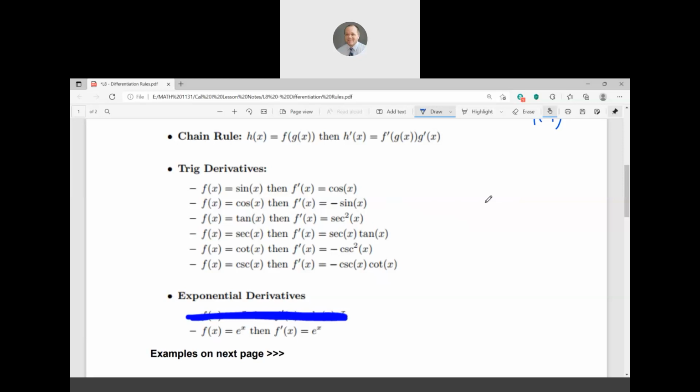And down here under exponential derivatives, the derivative of e to the x is the same. It's also e to the x. Let's use some of our derivative rules and incorporate some of this in here that we just learned.